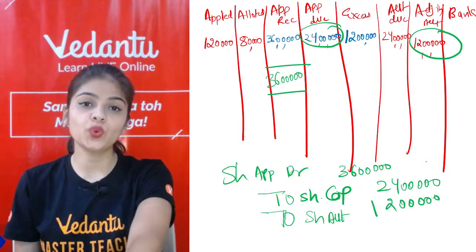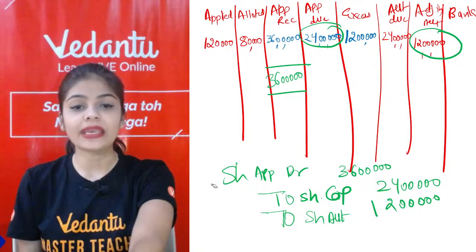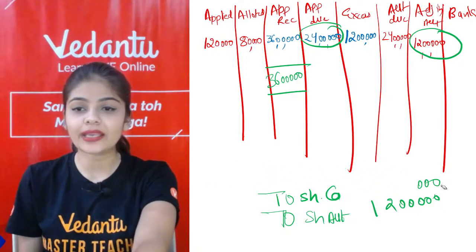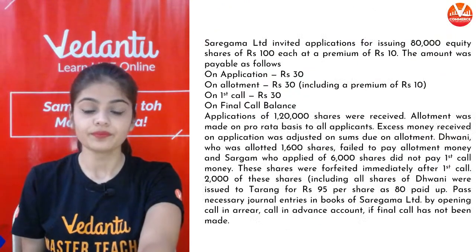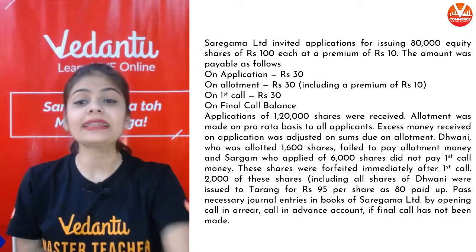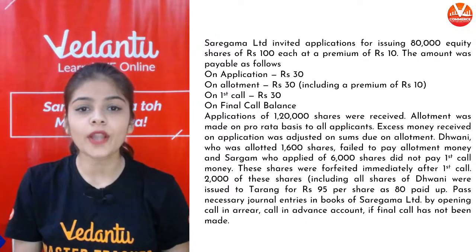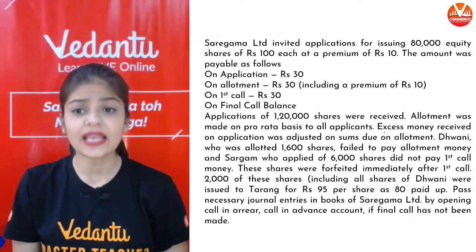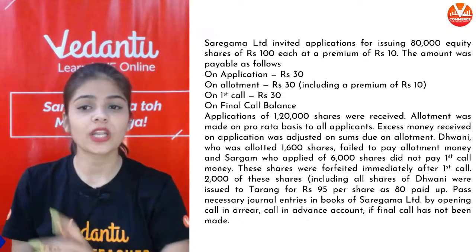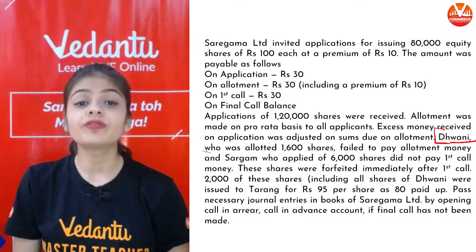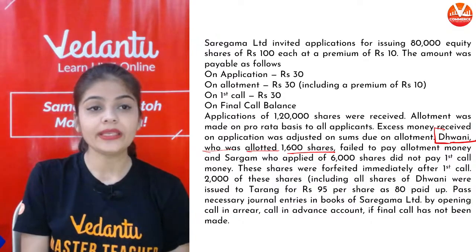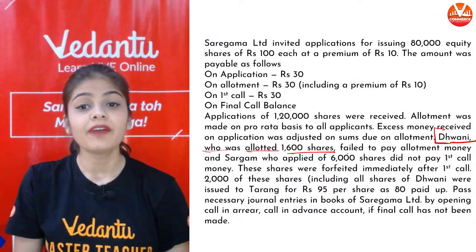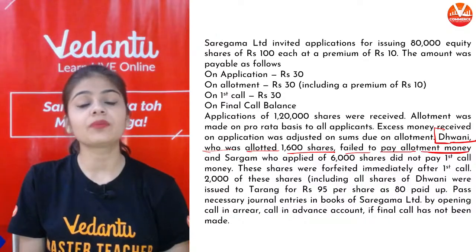Now we will do the main thing. So please be very attentive now. In the question, it is said that allotment was made on a pro rata basis. Excess money was adjusted towards sum due on allotment. Dhwani, who was allotted 1600 shares, failed to pay allotment money.